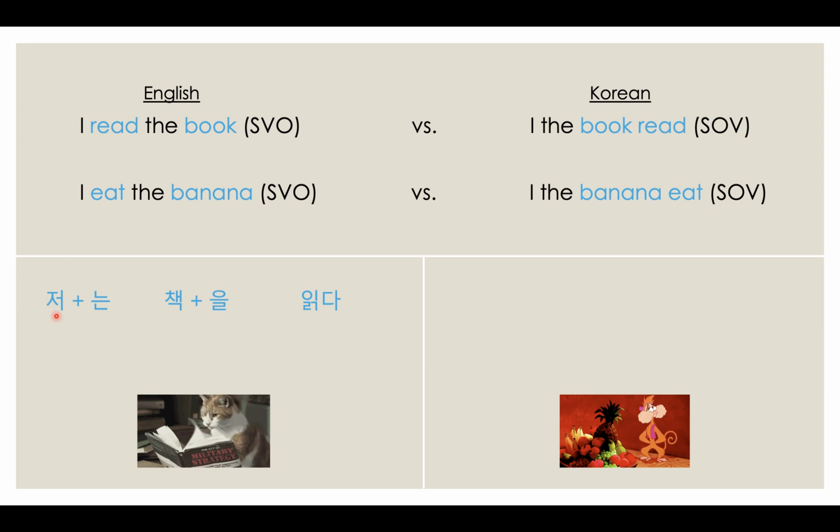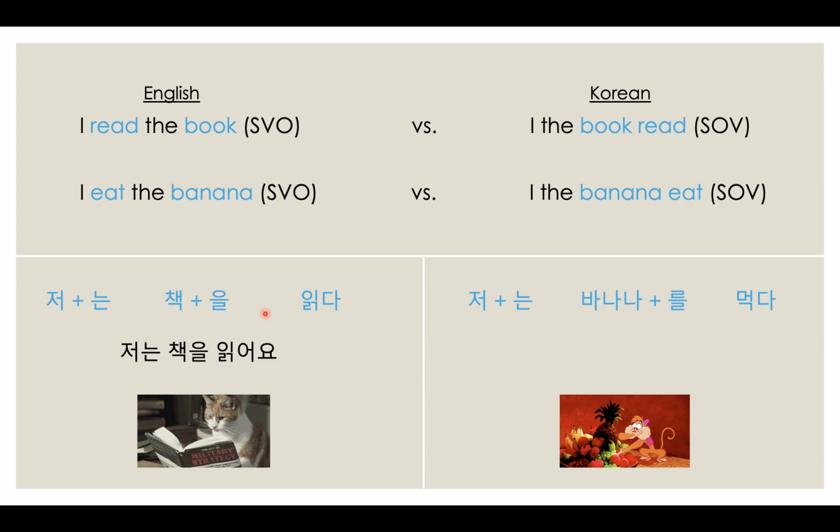Okay, 저 plus 는, 저는 책을 읽다, to read. So we have 저는 책을 읽어요. This is the present tense conjugation, 읽어요. 읽다, 읽어요, is acting on 책. So you want to use the object marking particle here.